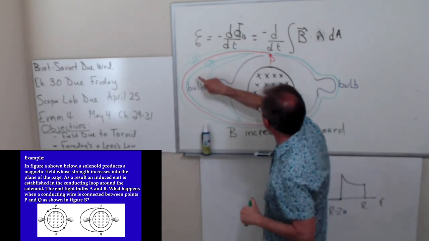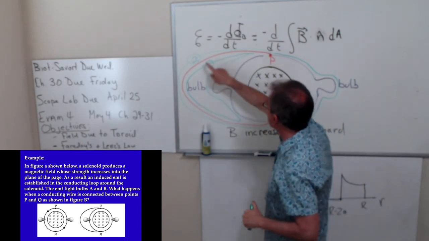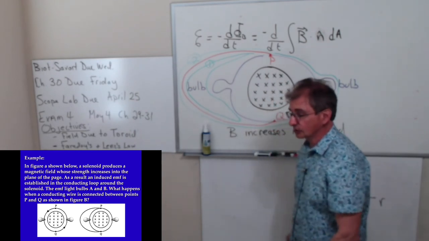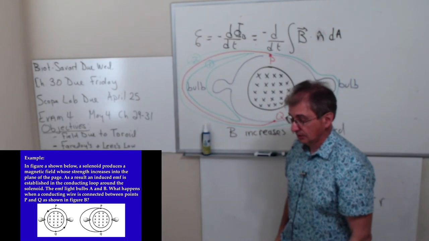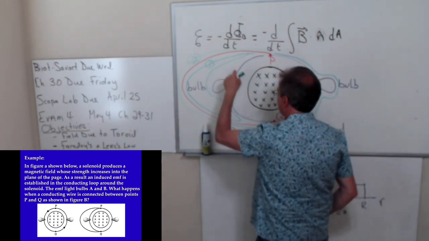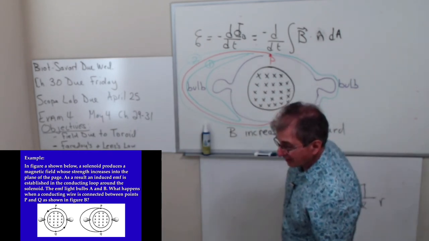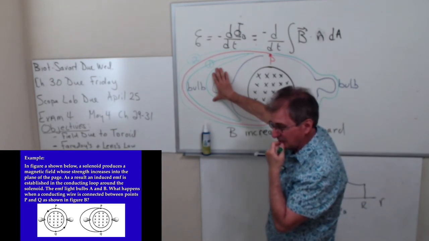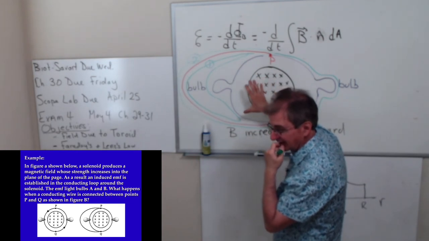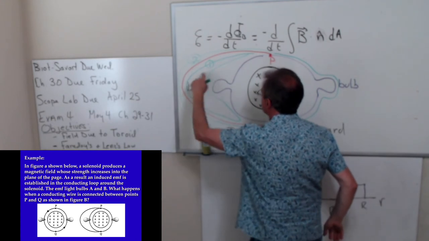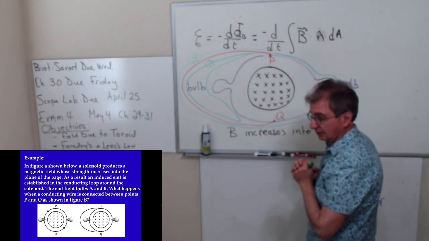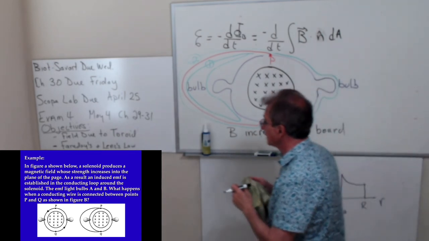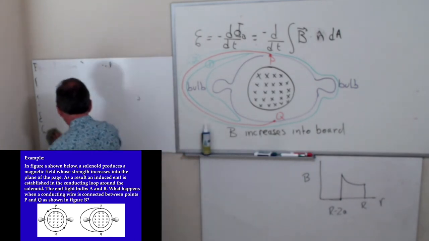Is there a changing magnetic flux through the area enclosed by loop one? Are there field lines going through here? Where are the field lines, Chase? The X's are over here, right? There's no X's here. There's no field lines here. I didn't draw any field lines here. The field's right here. So there's nothing through loop one. There's no changing field. In fact, there's no field for loop one.